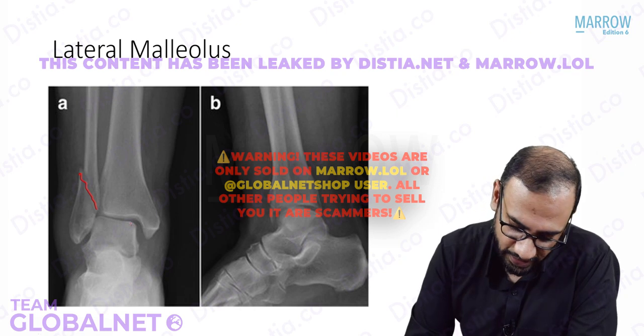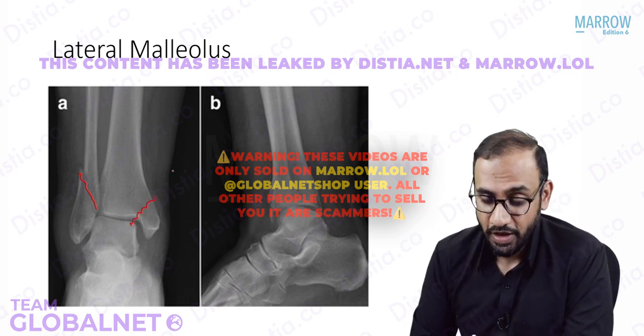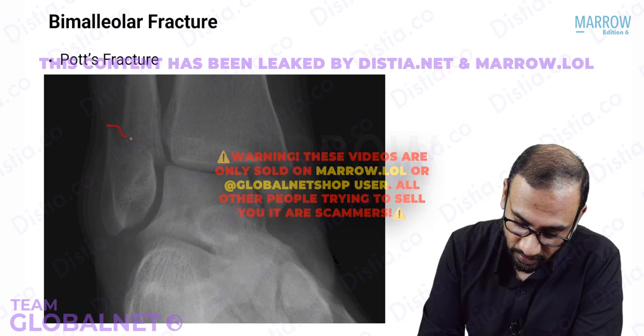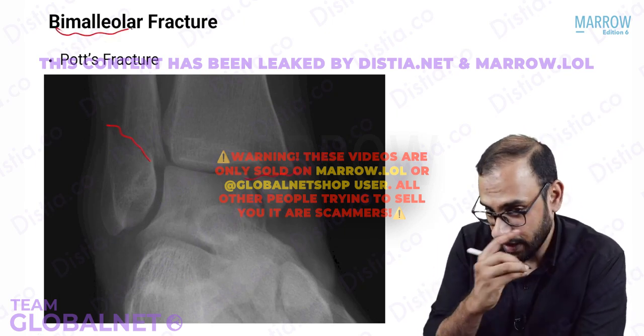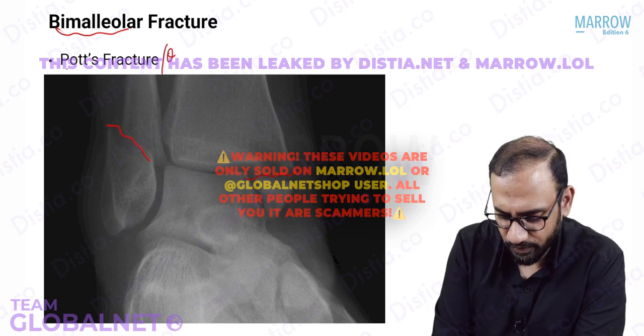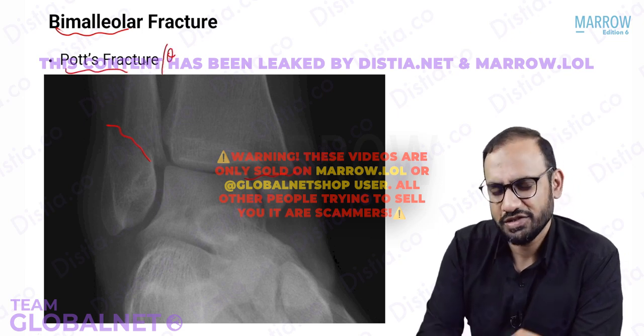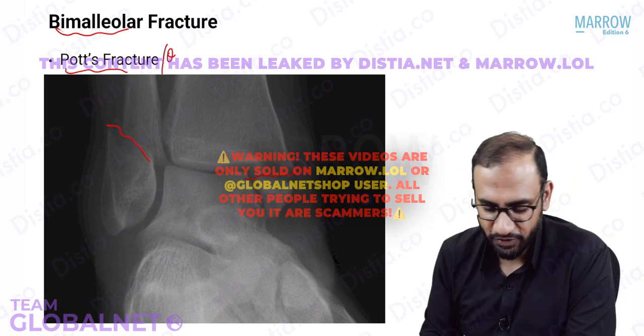You can get an isolated medial malleolus fracture. You can get a combination of both lateral malleolus as well as medial malleolus fracture. This is known as bimalleolar fracture. The other name for it is Pott's fracture. All of these are your eponymous fractures. Straightforward MCQs will come from this.